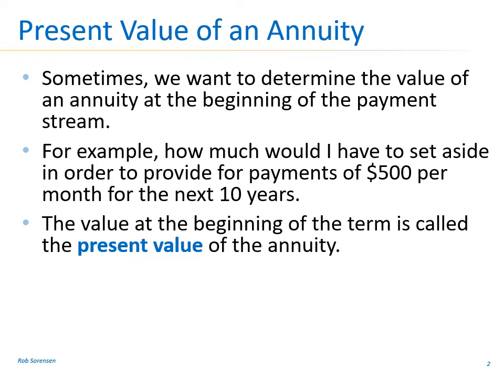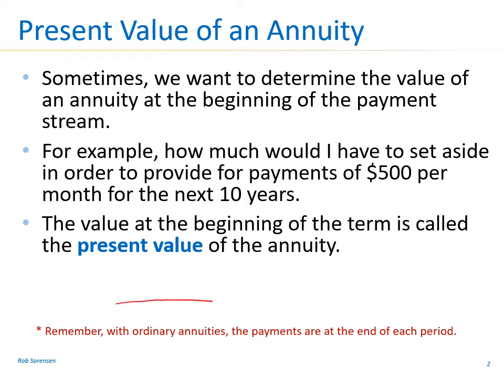Well, that value at the beginning of the term is called the present value of the annuity, and that's what we want to learn to calculate. Remember, with ordinary annuities, the payments are at the end of each period. So if I do a timeline, I say here we are at the beginning, and let's go out to the end. When I put the money aside, it's right at the 0 mark, isn't it? That's not where the first payment is. First payment is at the end of the period, but the present value is at the very beginning of the period.